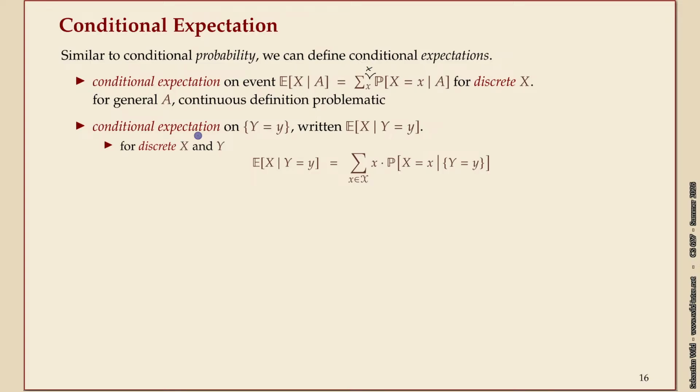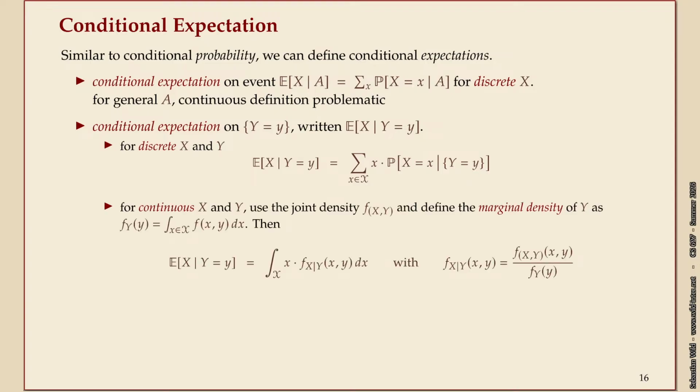More important is the conditional expectation, where you take the expectation of some random variable, and the event that you condition on is another random variable having a certain value. This often pops up, so it's worth mentioning as a special case here. And if x and y are discrete, the obvious definition works. Just replace the probability for x having a certain value by this conditional probability.